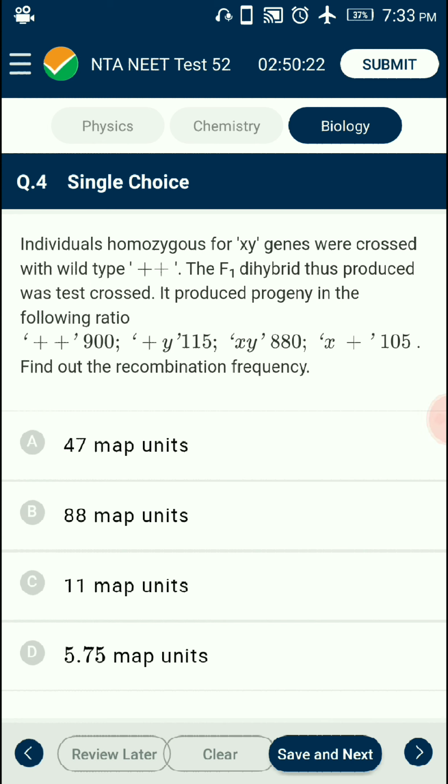The total number of recombinants in this case is 115 plus 105 equals 220, and the total number of progeny is 900 plus 115 plus 880 plus 105 equals 2000. So the recombination frequency is 220 by 2000 into 100 equals 11 map units. So the answer is option C, 11 map units.